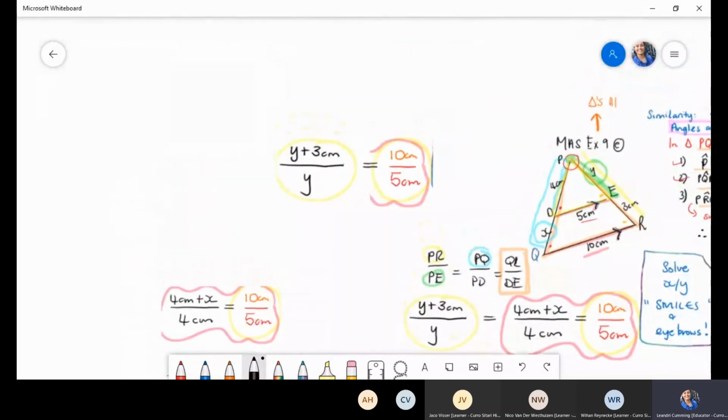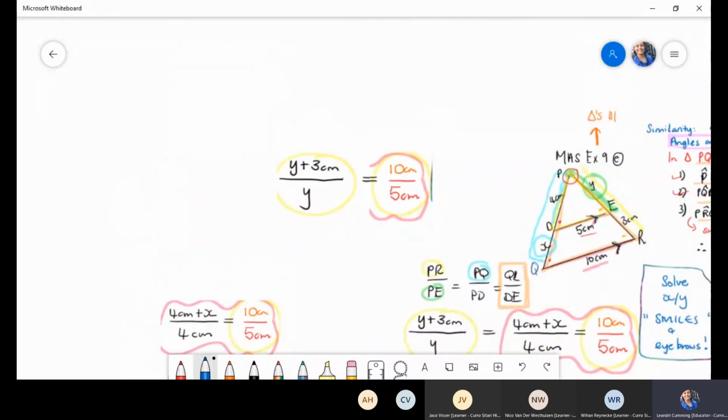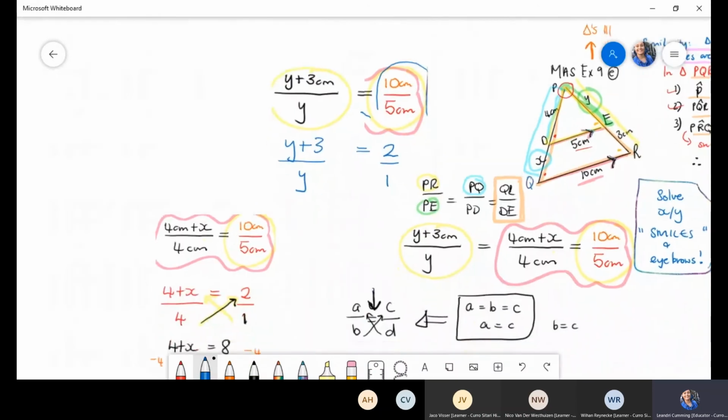So let's carry on with the top one with Y. And then we see, okay, great. So I do the same. I can simplify 10 centimeters over 5 and go directly to Y plus 3 centimeters over Y is equal to 2, 2 over 1. Great. Let's take it one step further. We do our cross products. And we see that Y plus 3 is going to be equal to 2Y.